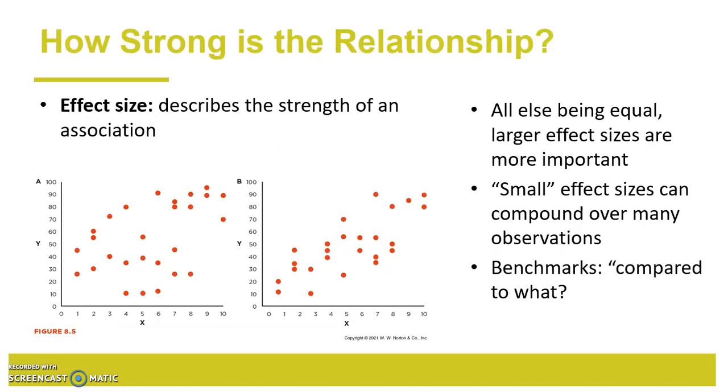Effect size, this is the strength of an association. Okay, so if R is closer to 1, then that's a stronger association than if it's closer to 0, or closer to 1 or negative 1, right? It's usually more meaningful if there's a large effect size. You have more predictive power, but not to say that small effect sizes are worthless.